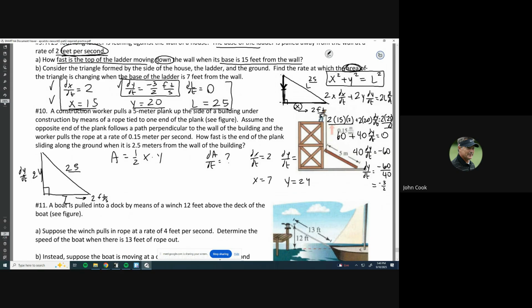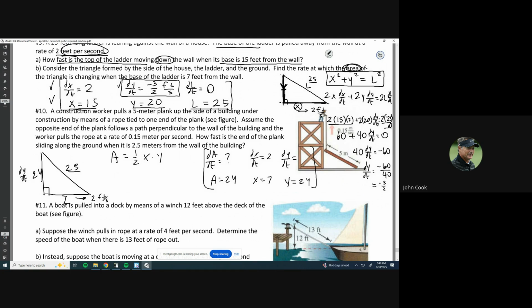But I still don't know the area. Well, I can find the area now since I know that x is 7 and y is 24. If I multiply those together, 1/2 of 24 is 12. 12 times 7 is going to be 84. So I get 84 for my area if I need it. Now that I have all this information, I'm still missing one thing, and that's the dy/dt right there.